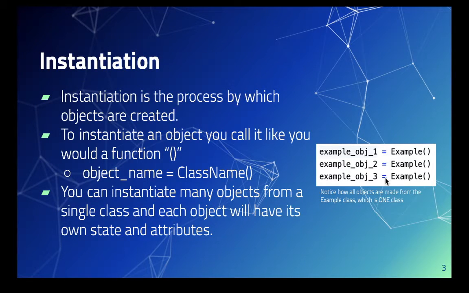You can instantiate many objects, so object 1, object 2, and object 3 are all separate objects, but they're constructed from the same class. This already shows that classes allow you to reuse code. We don't have to redefine example for each of these objects. We can reuse it for multiple objects. And each object will have its own state and attributes.